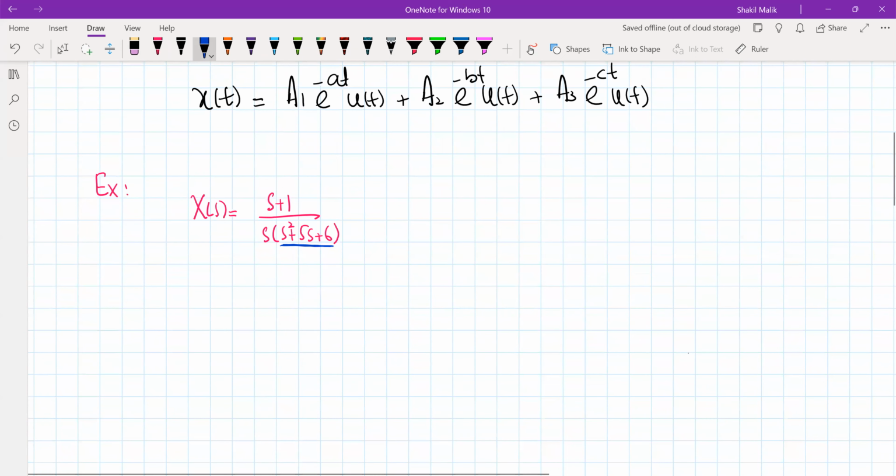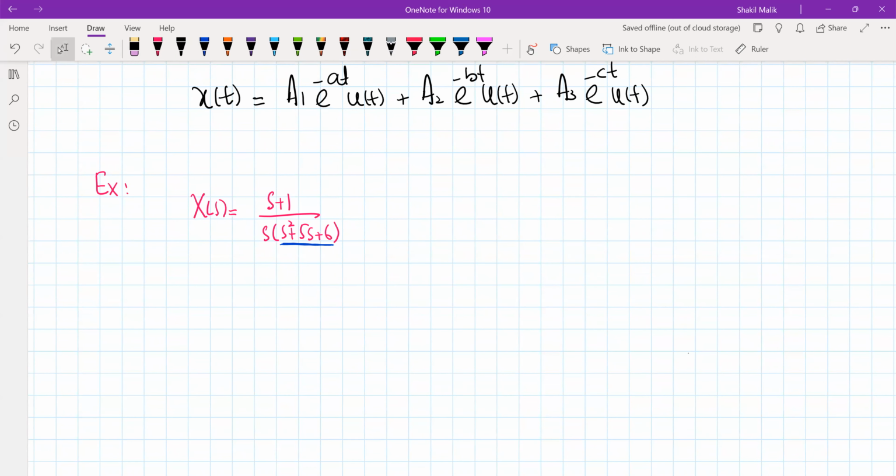We find the factors of s squared plus 5s plus 6. If you remember from the basic math classes, to write the factors of a quadratic polynomial, we first find the roots of this quadratic polynomial. If we have a quadratic equation, ax squared plus bx plus c equals 0, how do we write the roots? There will be two roots because this is a second order polynomial or equation. The roots will be given by minus b plus or minus the square root of b squared minus 4ac, divided by 2a.